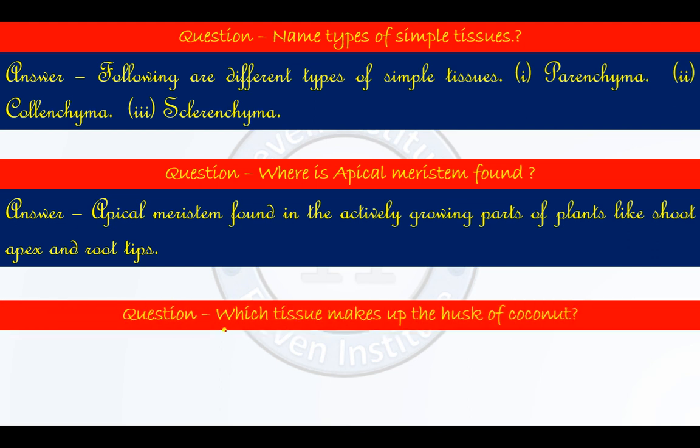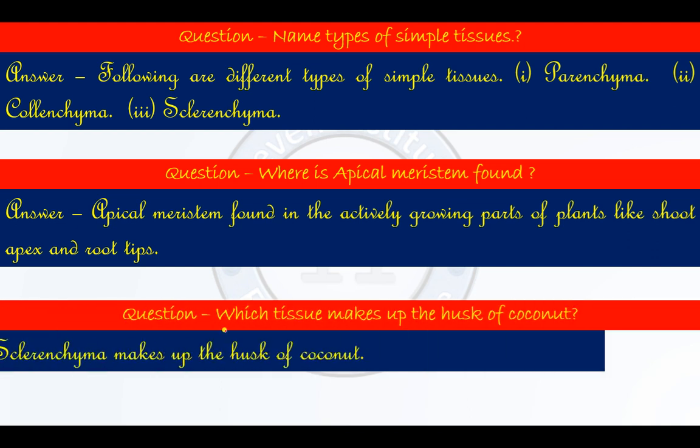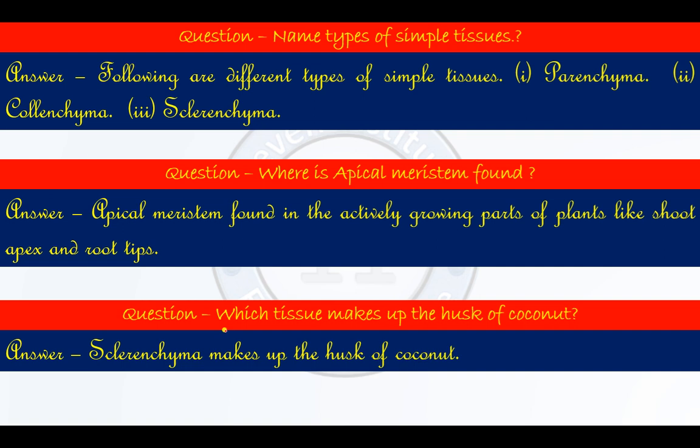And the next one is, which tissue makes up the husk of coconut? We definitely know that it is the sclerenchyma tissue that makes up the husk of coconut. See, this question can be modified also. Which tissue is present in the nuts or in the hard part of plants or seeds? We can write sclerenchyma. So these three are the short answers according to the exercises of textbook.